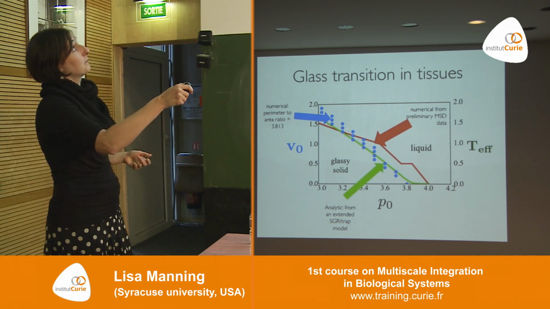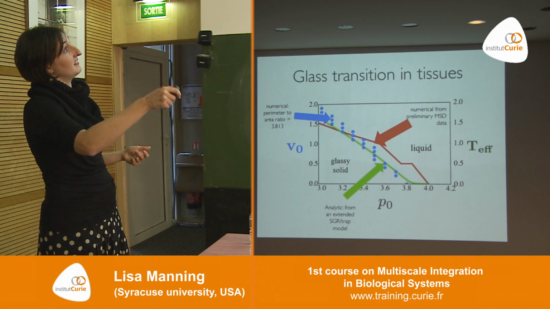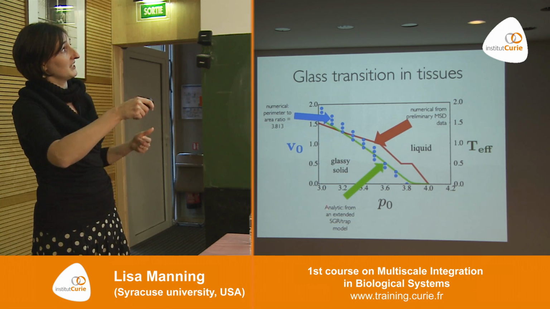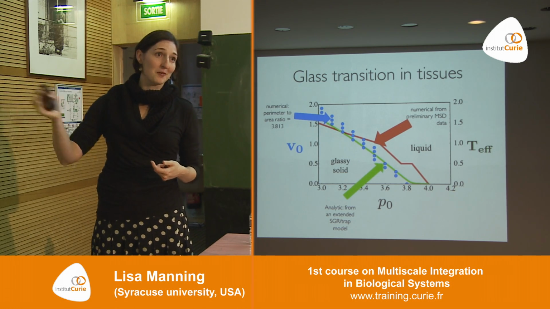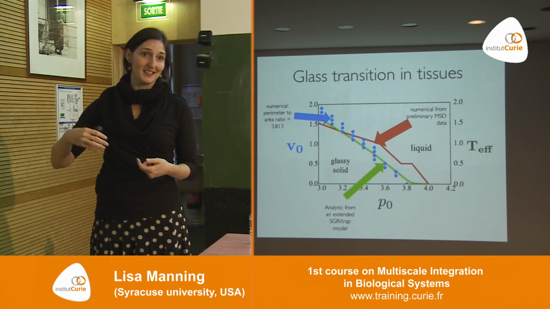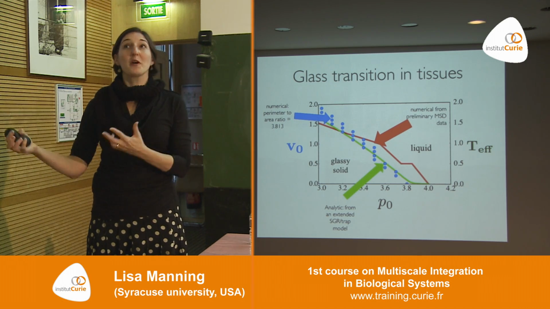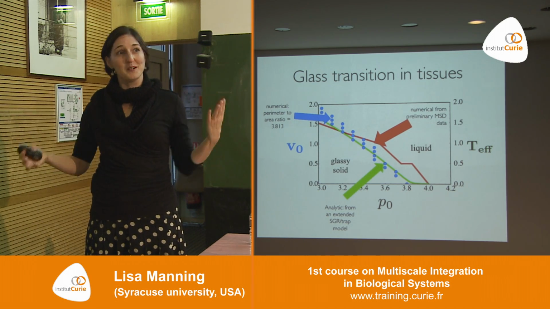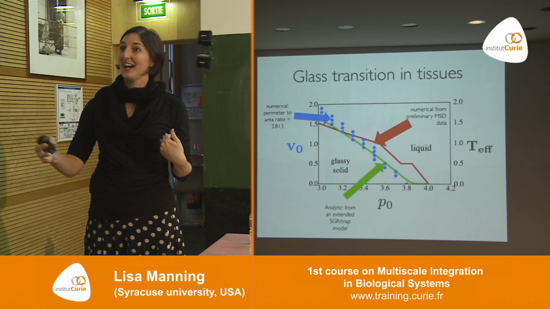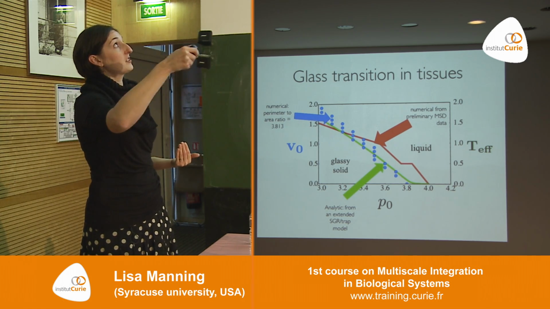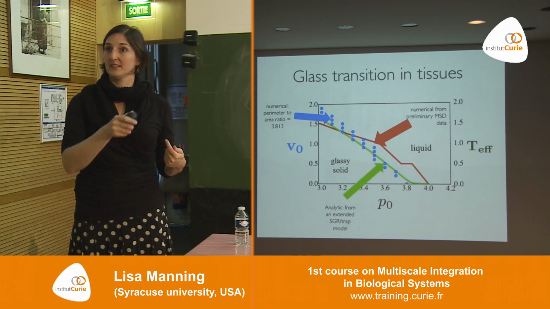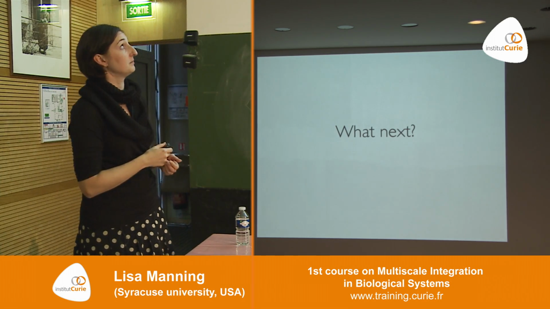And also the other thing is that this analytic model, which is this green line just from this trap model, seems to work remarkably well also for predicting where this liquid to solid transition should be. And that's maybe not super surprising if you believe that there is an exponential distribution of trap depths, but it's kind of nice to see that you have an analytic explanation for why this transition is where it is in this space. So that's sort of the idea.